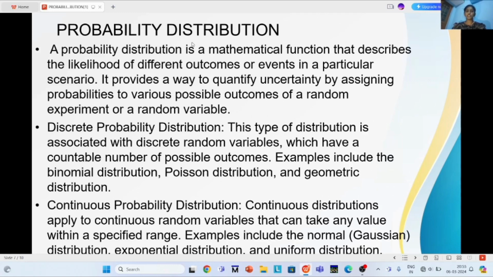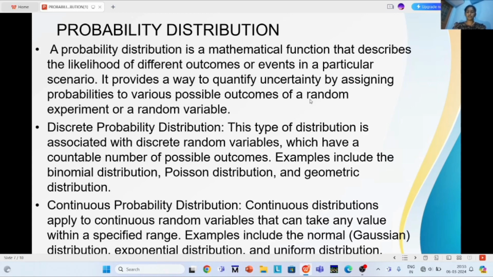A probability distribution is a mathematical function that describes the likelihood of different outcomes or events in a particular scenario. It provides a way to quantify uncertainty by assigning probability to various possible outcomes of a random experiment or a random variable. Discrete probability distribution: this type of distribution is associated with discrete random variables which have a countable number of possible outcomes. Examples include the binomial distribution, Poisson distribution and geometric distribution.